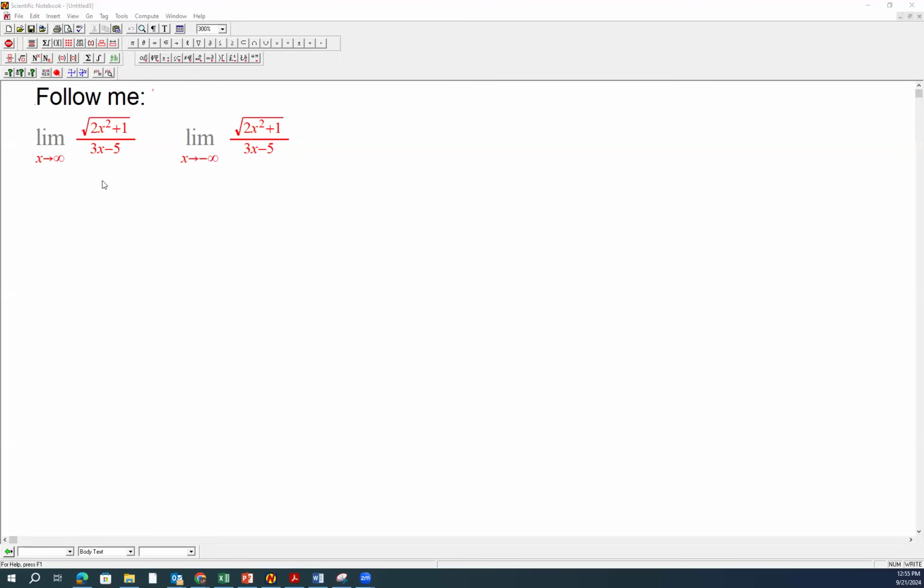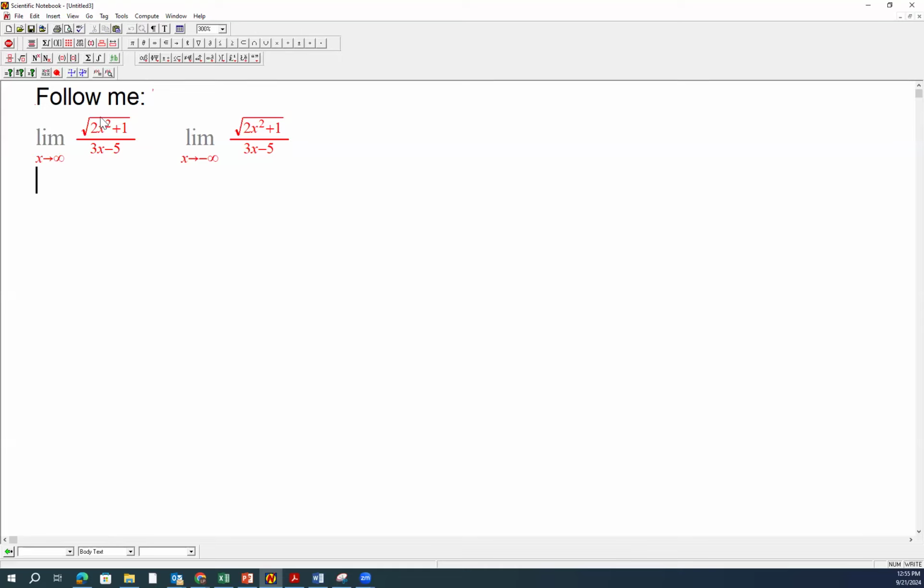Hello, guys. I'm going to do two more questions in this one clip. So please follow me. Have your paper and pencil ready? This question has two limits we're working with. The first one is x approaching positive infinity. The second one is x approaching negative infinity. So let's look at the first one.